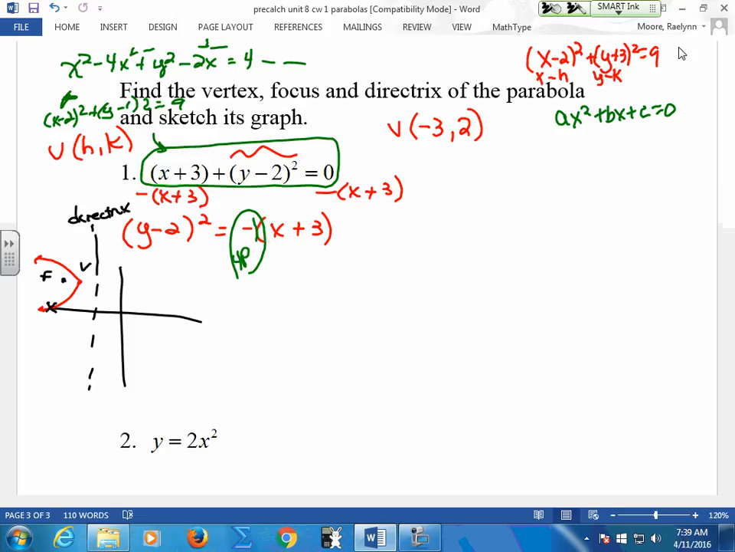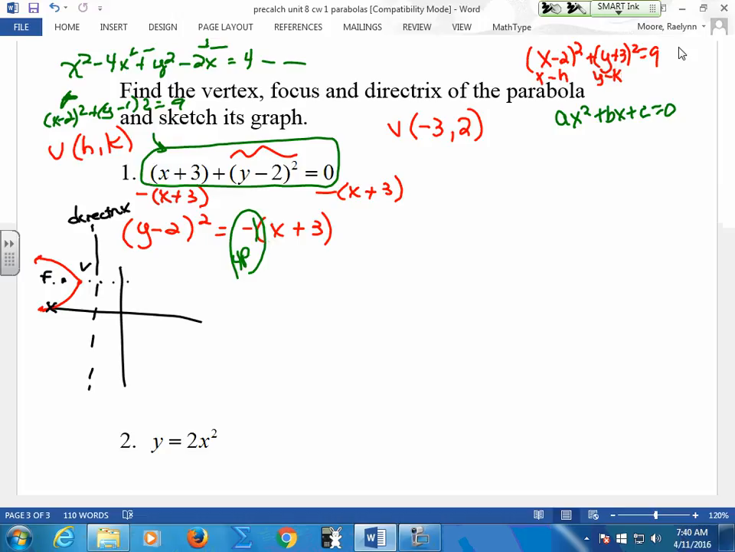Okay? So I have to be able to sketch my parabola, show my focus, show my directrix, and find out how wide this is. So to find out how wide this is, I'm going to also have to find out my x-intercept. Right? Okay, so let's get back to this guy. So now, this is your axis of symmetry, same as your other parabola, right through your vertex.